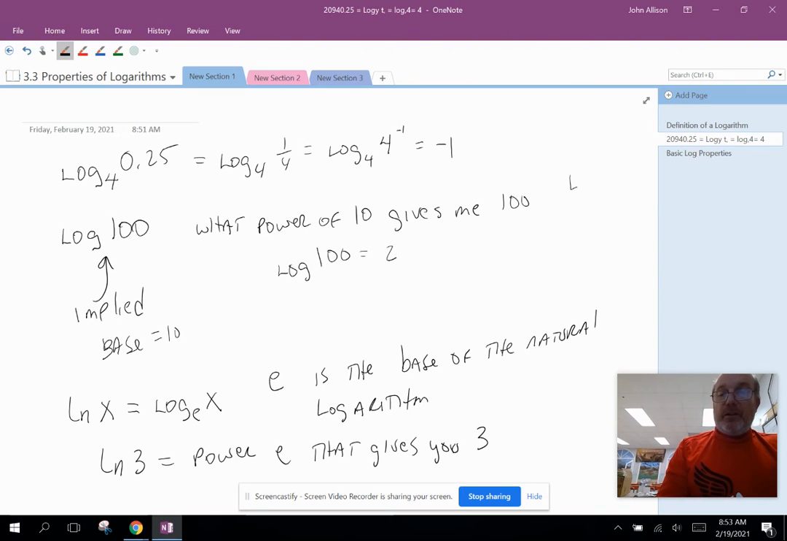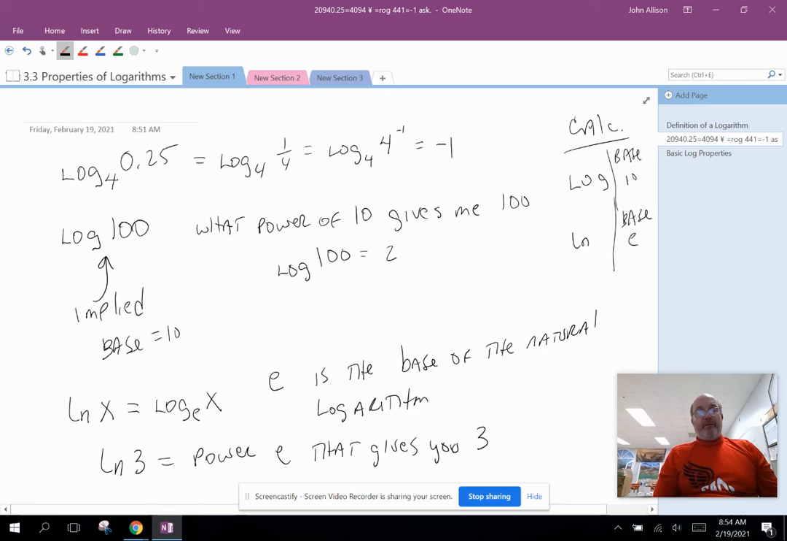On your calculator, there is a log button, and that's base 10. There's an ln button, and that's base e. Again, we never write log base e of x. We always write ln of x.